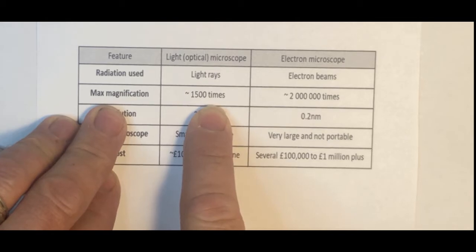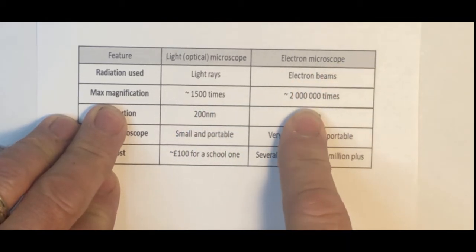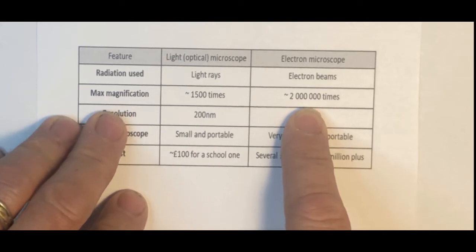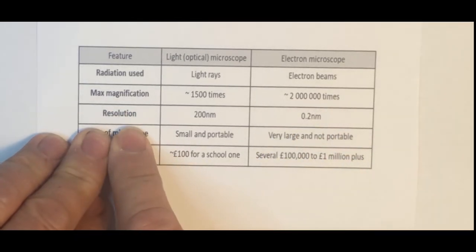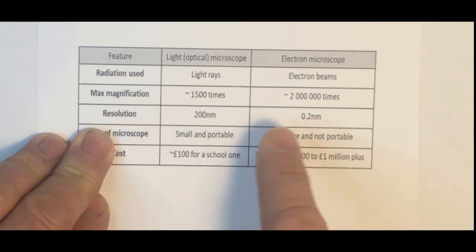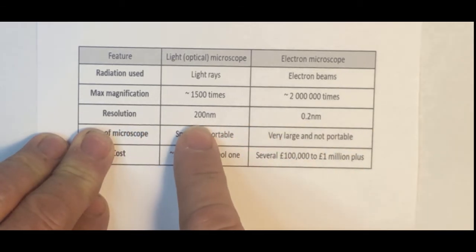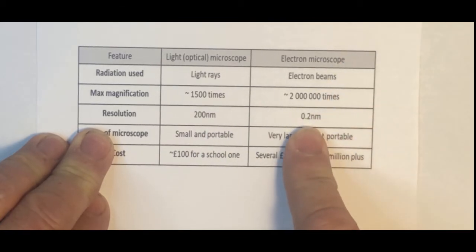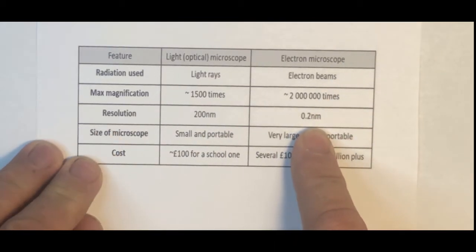So it's 1,500 times bigger looking through the light microscope itself. Very, very difficult to do. An electron microscope could be 2 million times bigger. So that's its maximum magnification. The resolution means how clear it is. In a light microscope, it's clear to 200 nanometers, and in an electron microscope, it's clear to 0.2 nanometers.